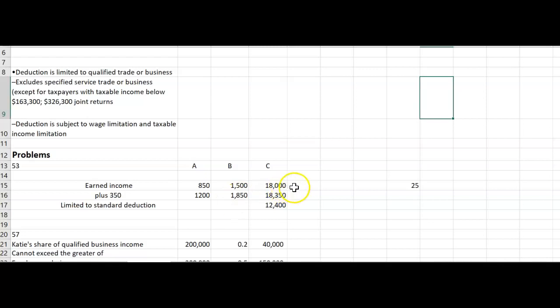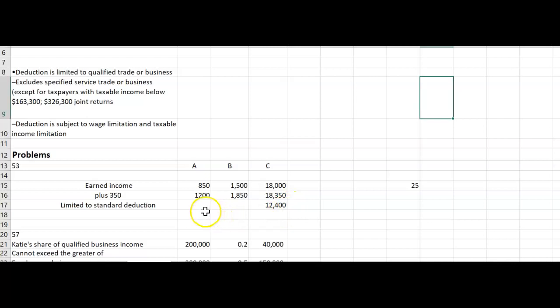Now in C, the actual earnings that Stephanie made babysitting is $18,000. If you take $18,000 and add $350, the total is $18,350. You can take only up to the standard deduction of $12,400 for a single individual dependent, only up to $12,400. She cannot take the $18,350 because you are limited to $12,400.